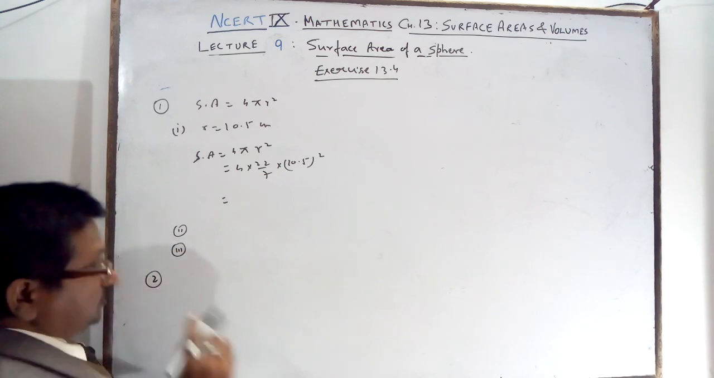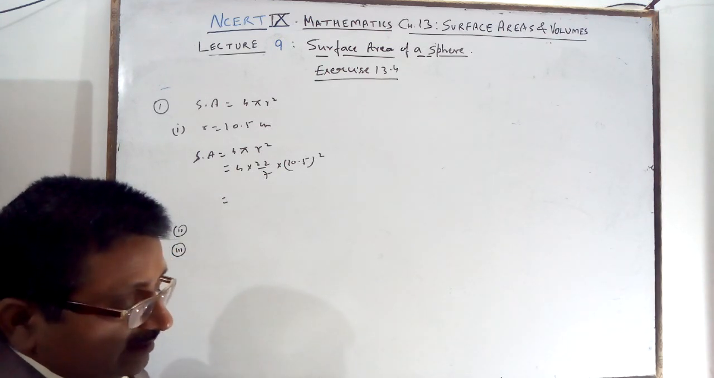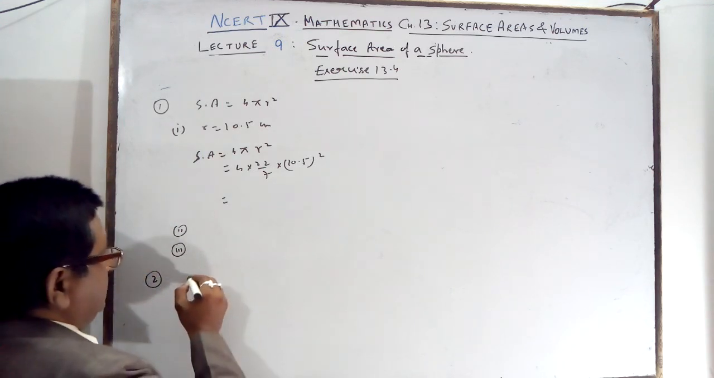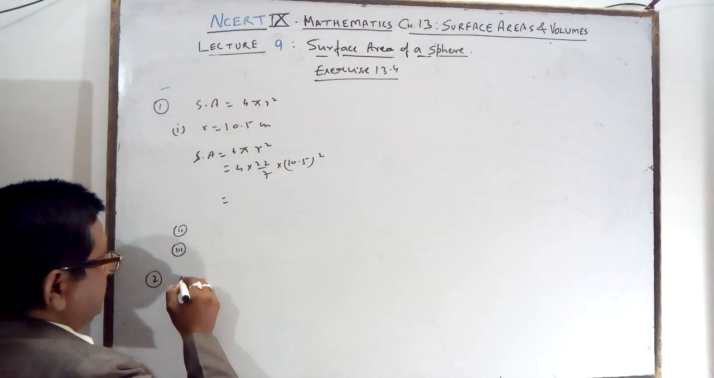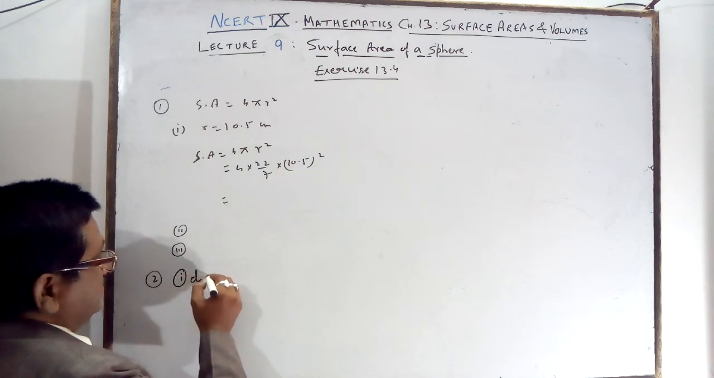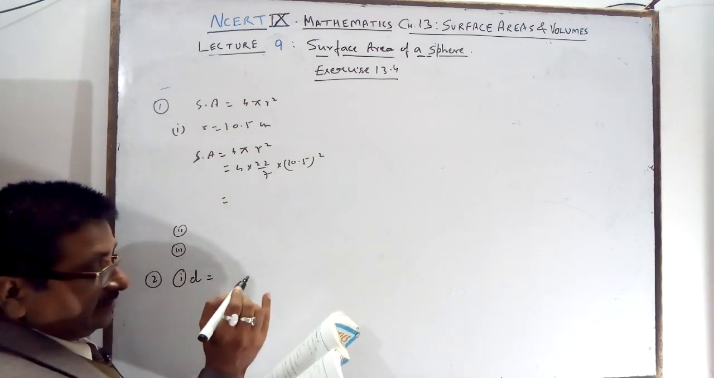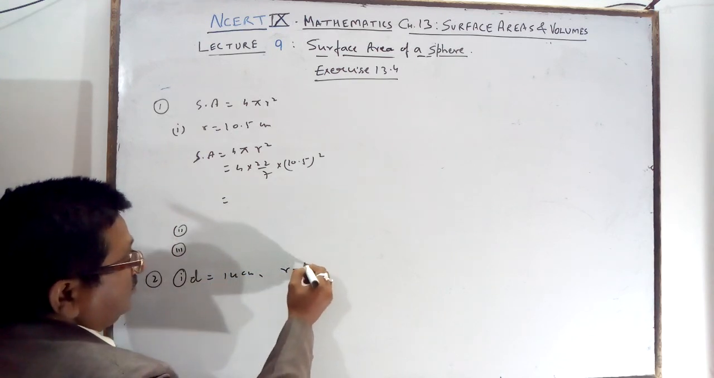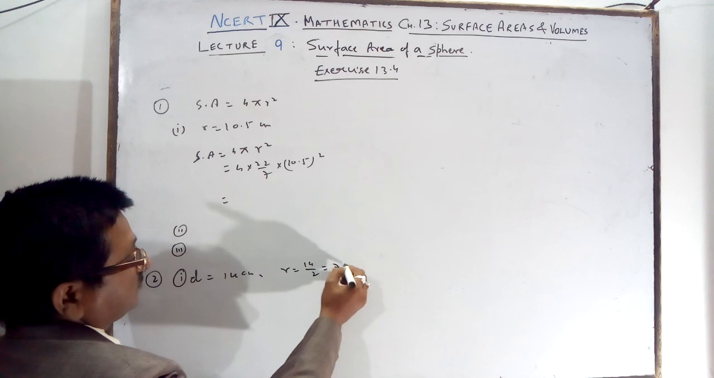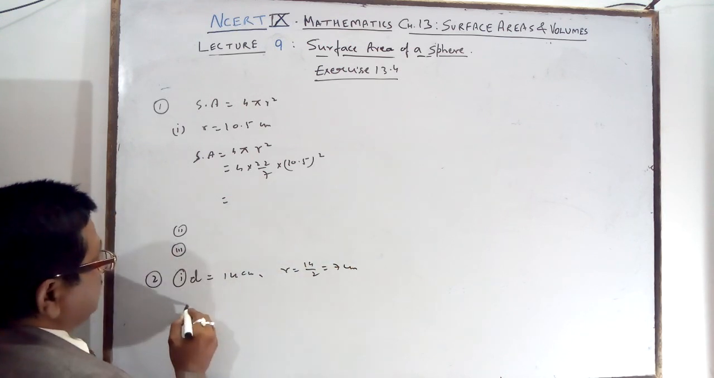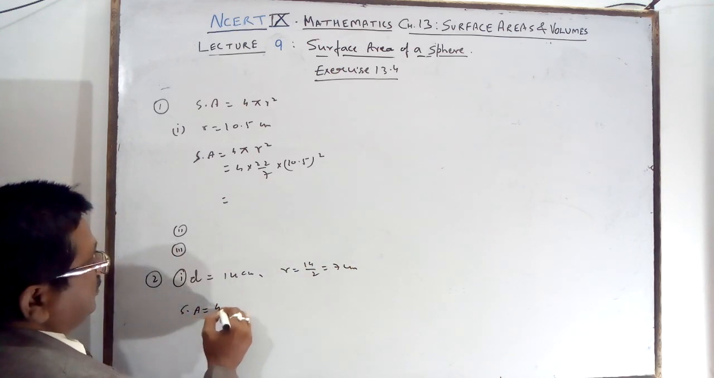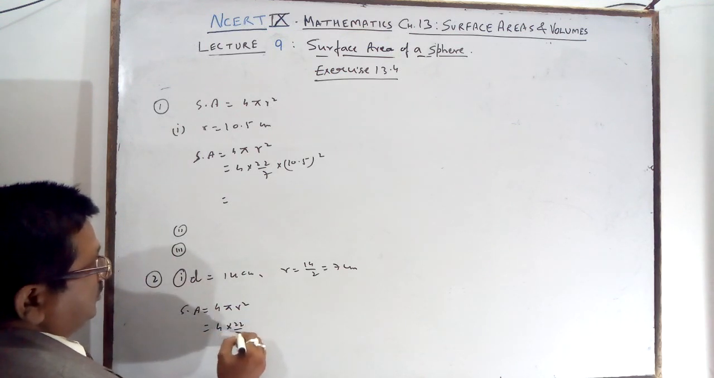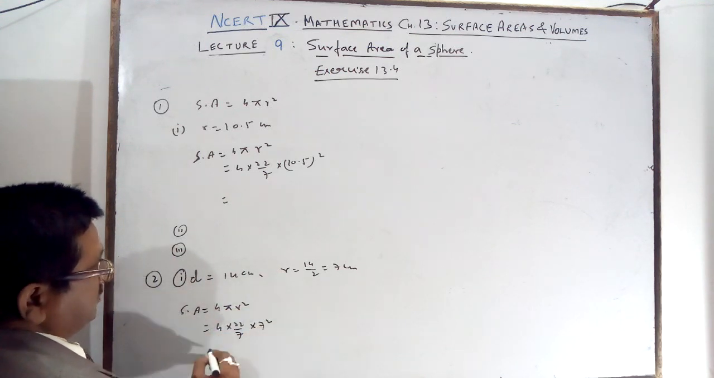Question number 2. Find the surface area of a sphere of diameter. Diameter is given in the first part. What is given? Diameter. Same question like this. How much? 14 centimeter. So radius is equal to 14 by 2, 7 centimeter. Therefore surface area is equal to 4 pi r square, 4 into 22 by 7 into 7 square.